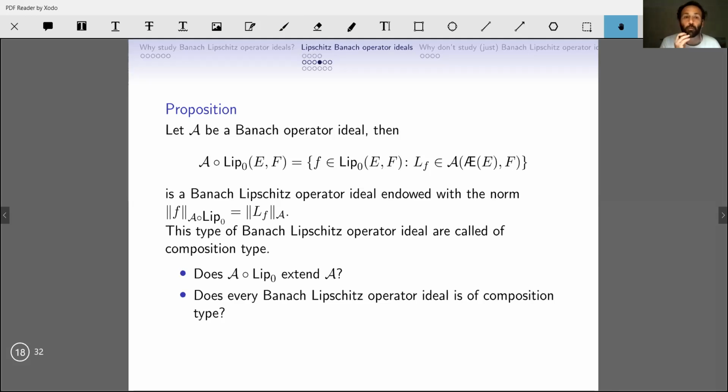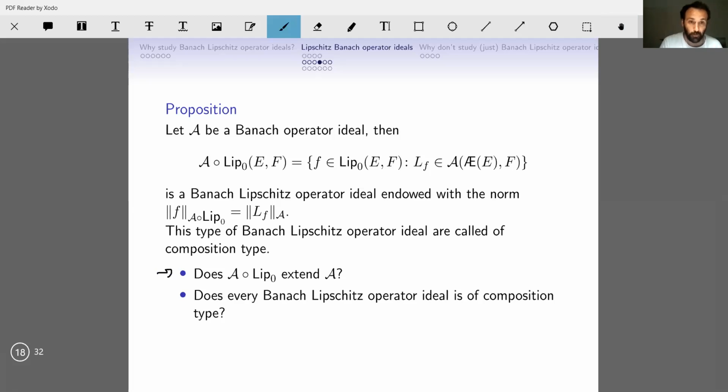So what can we do with these spaces? What questions do we have about this? The first question is if A composed with Lip0 extends A. So this way that we construct a new Lipschitz Banach operator ideal, we can use it to extend the properties that A can give us. The second question, and it's important, is whether every Banach Lipschitz operator ideal is of composition type.